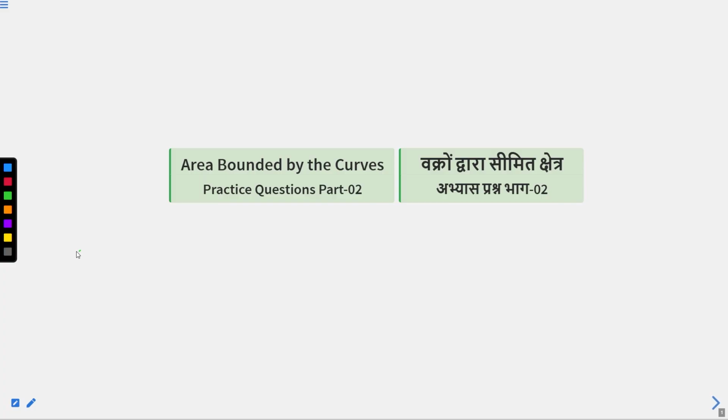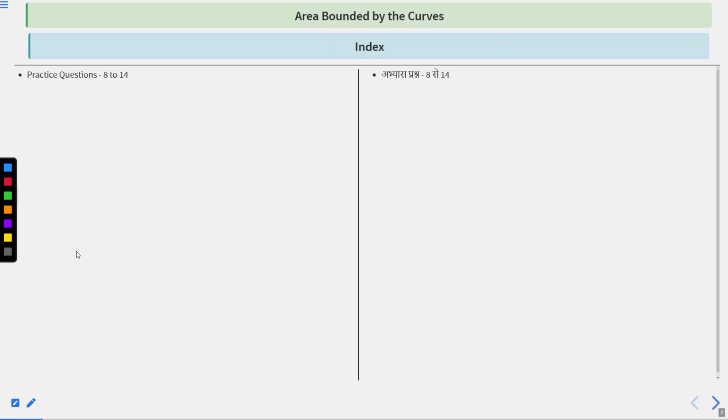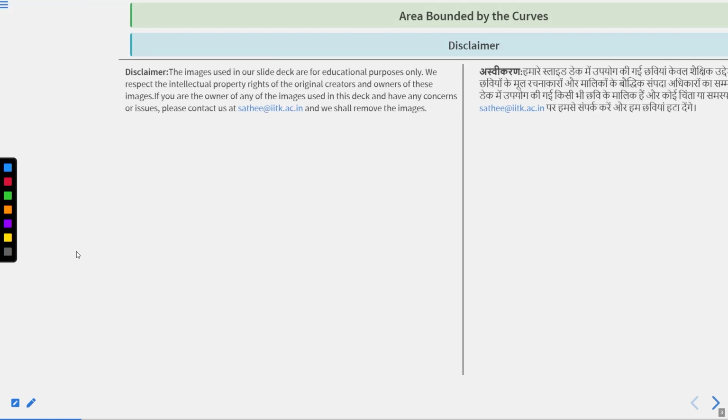In today's lecture, we will start practice questions based on area bounded by the curves. In the last session, we had done till question number 7. So in today's class, we will start with question number 8 and we will discuss till question number 14.